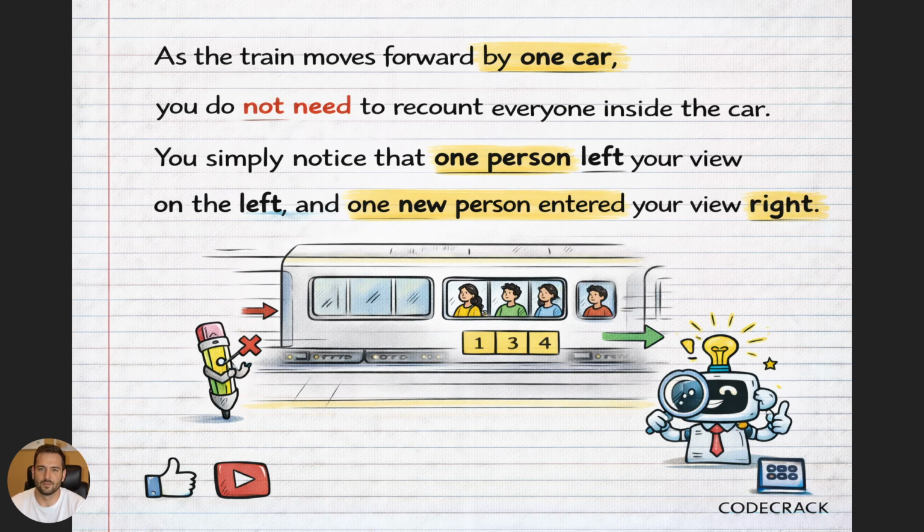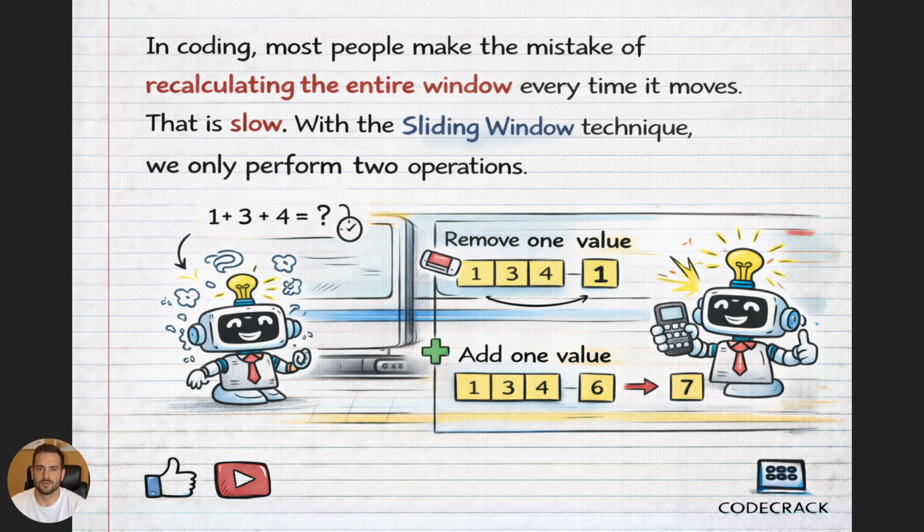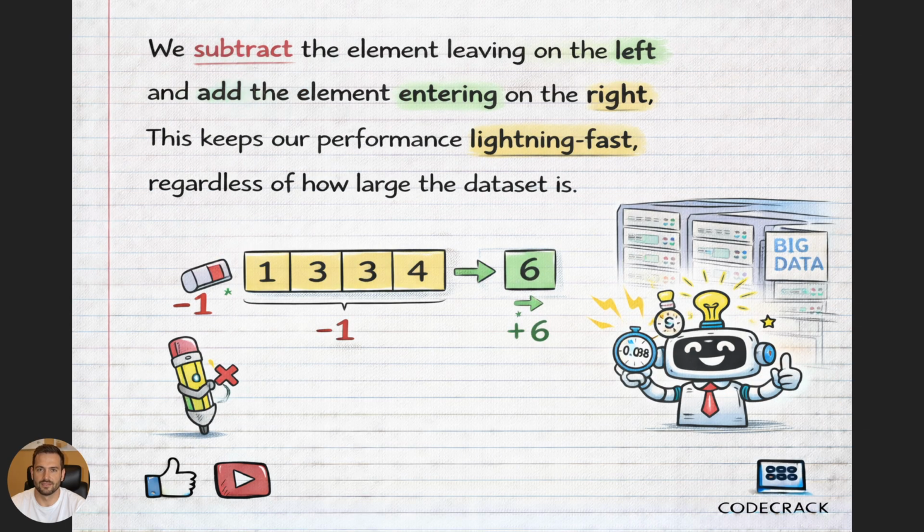You simply notice that one person left your view on the left, and one new person entered your view on the right. In coding, most people make the mistake of recalculating the entire window every time it moves. That is slow. With the sliding window technique, we only perform 2 operations. We subtract the element leaving on the left and add the element entering on the right. This keeps our performance lightning fast, regardless of how large the dataset is.